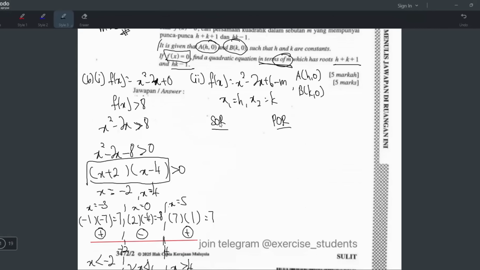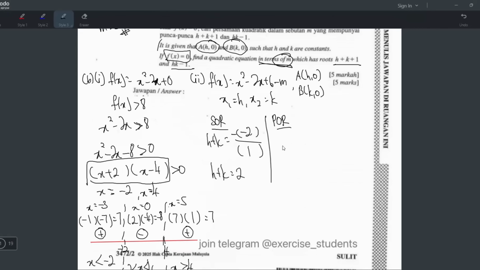For the first SOR, I will use the formula. x1 plus x2 equals negative b over a. So h plus k equals negative b over a. The equation is already nicely in general form, so you just put b as negative 2 and a as 1 here. So now you get h plus k equals positive 2.